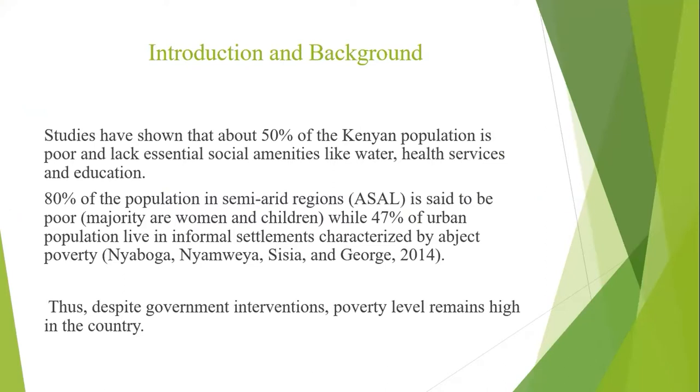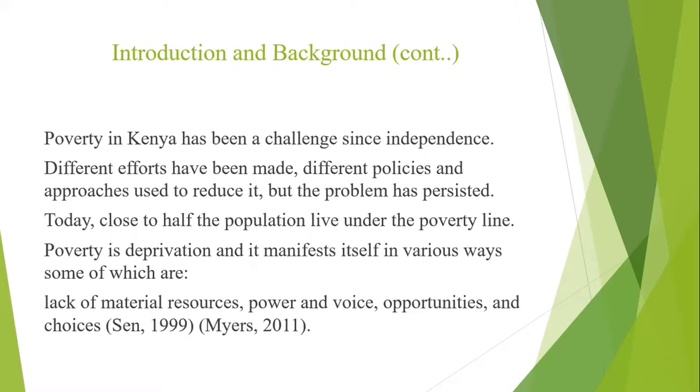As we are aware, and the literature is very clear about this, studies have shown that about half of our population is poor, lacking essential services like water and health, and 80% of the population in semi-arid regions, comprised mainly of women and children, are living in poverty. 47% of the urban population also live in very squalid housing, characterized by abject poverty. But this is all despite government interventions to reduce poverty with different approaches.